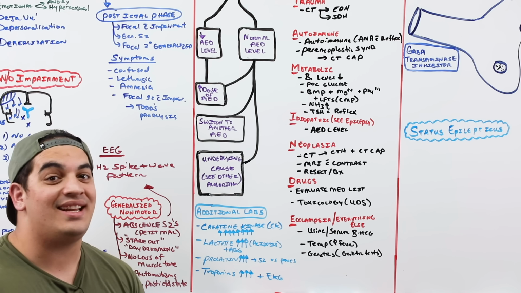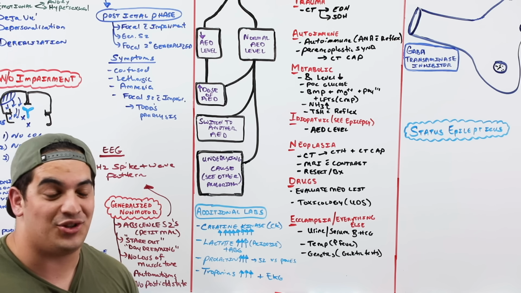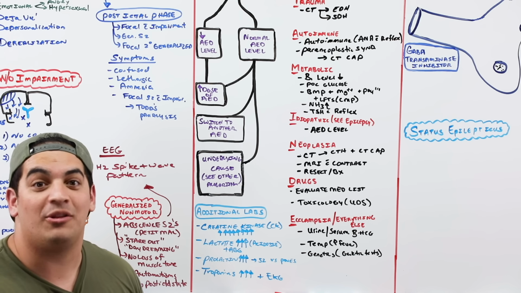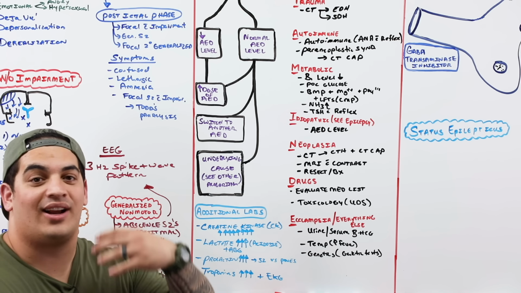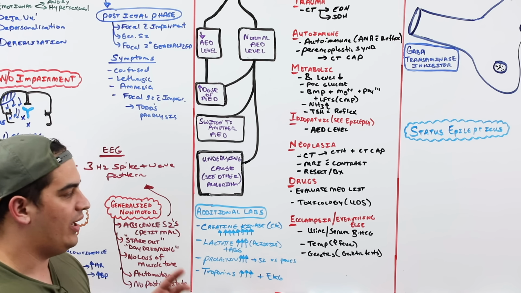And so sometimes syncope can also present with what looks like a seizure, but it's actually an underlying arrhythmia, a cardiogenic cause that caused them to pass out and look like an actual seizure. So add on an EKG.